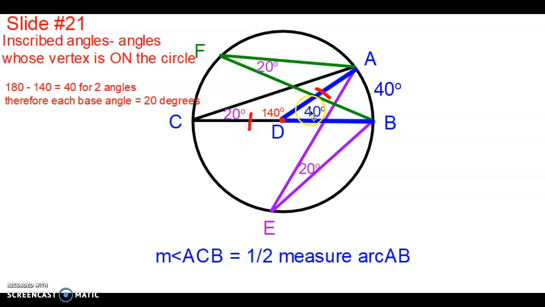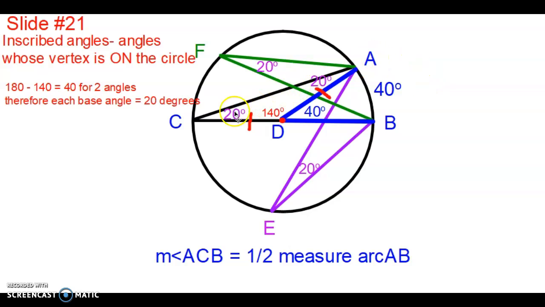Here's 40 for a central angle, same as the arc. You know this angle is the supplement right there. CDA is the supplement of 40. This makes an isosceles triangle, and these two base angles have to be equal because the radii are equal. And CAD is also 20. Base angles of an isosceles triangle are equal.